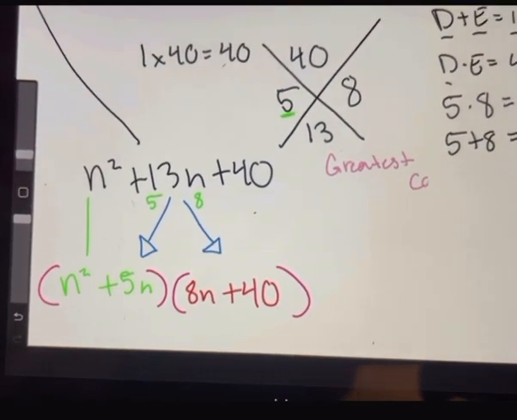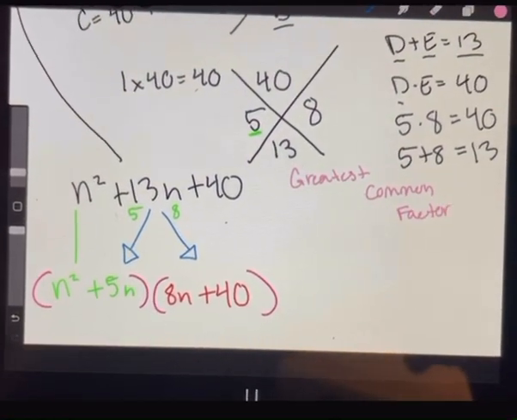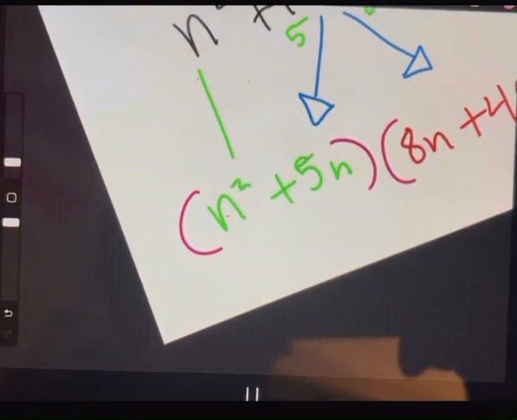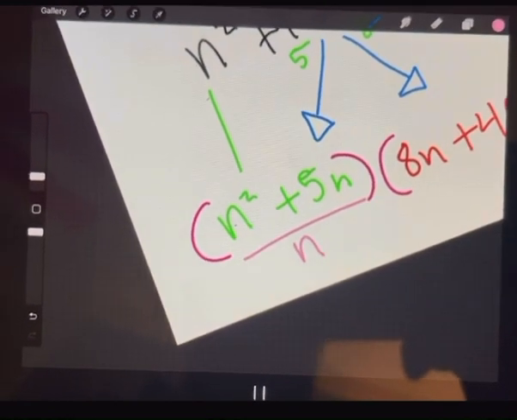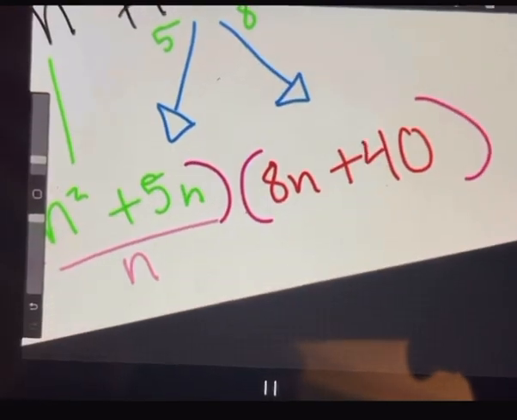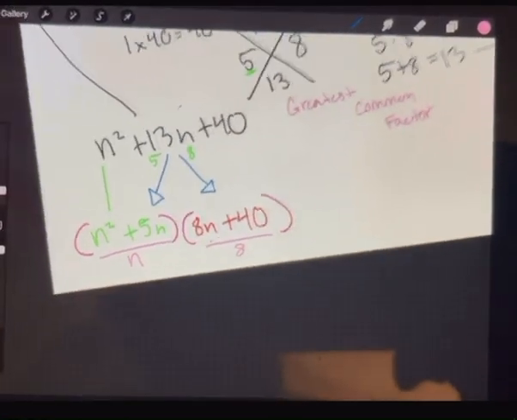The next step is very important, but luckily there are ways to check to see if we do it correctly. Within each binomial, we have to figure out what the greatest common factor is, so the highest number that both terms can be divided by. In the first parentheses, it would be n, so they can both divide and give up an n, and that's the highest that it can go. In the second one, that would be 8, because the 40 doesn't have an n to be divided by.